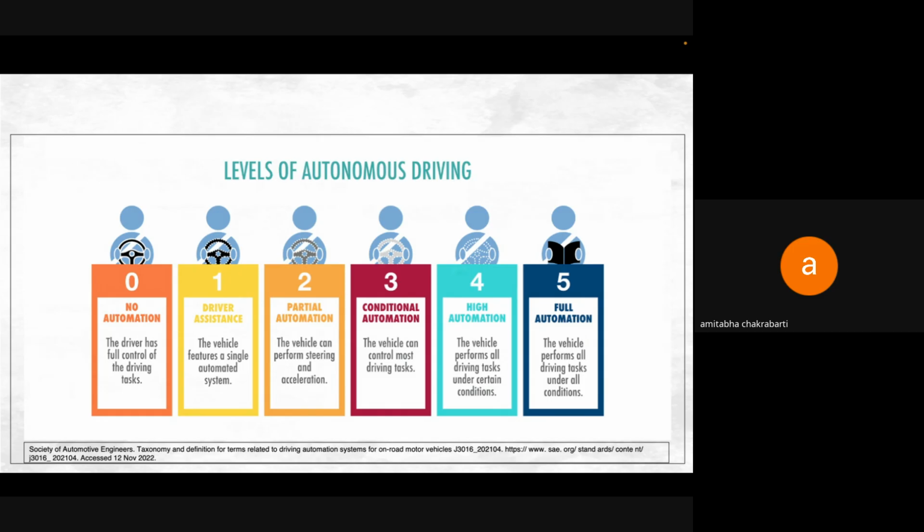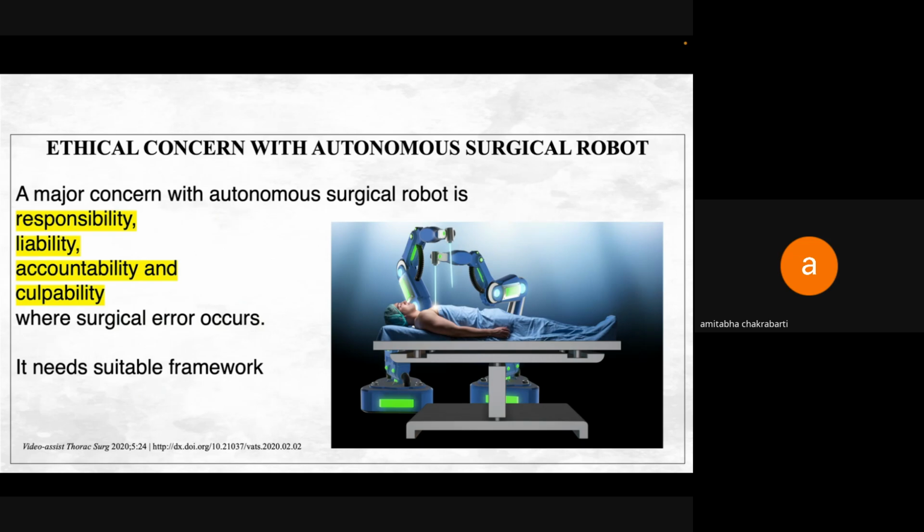And so from the ethical point of view, I'm going to the last slide. Who will be responsible for level 3? Who will be responsible for level 5?